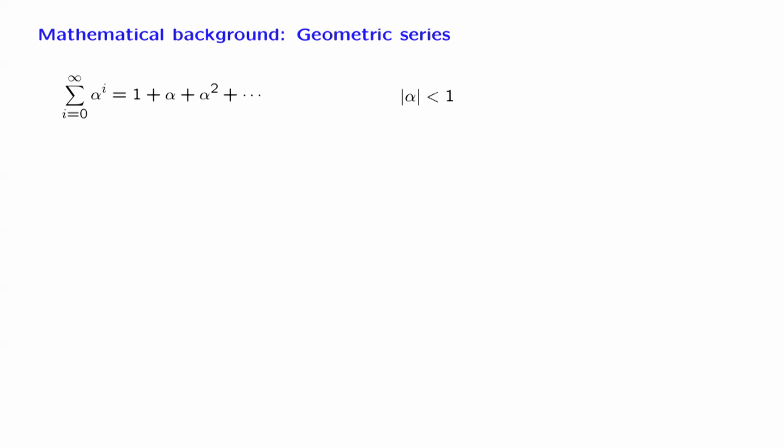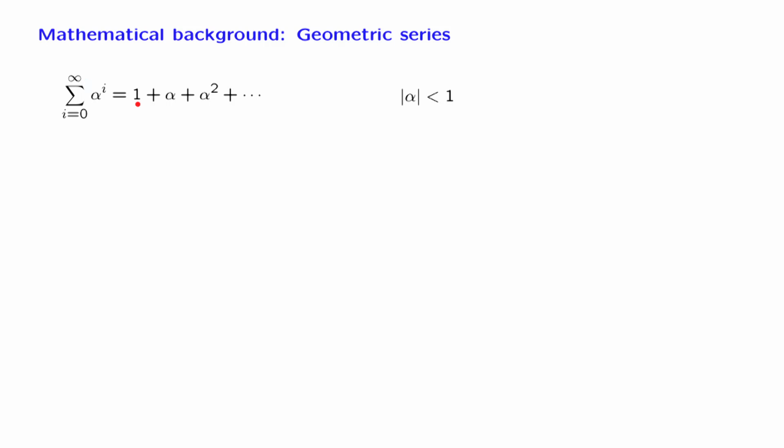One particular series that shows up in many applications, examples, or problems is the geometric series. In the geometric series, we're given a certain number alpha, and we want to sum all the powers of alpha, starting from the 0th power, which is equal to 1, the first power, and so on. And this gives us an infinite series. It's the sum of alpha to the i, where i ranges from 0 to infinity.